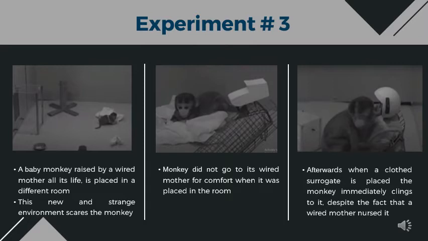Now, my friend Nimra will explain the results and conclusion of this experiment.